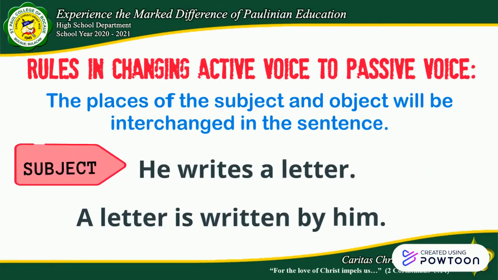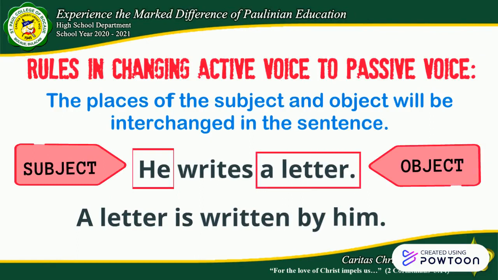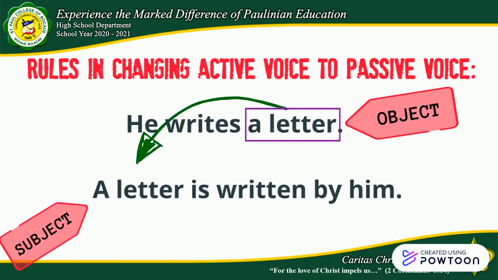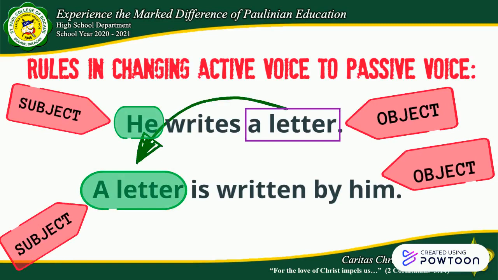The subject is the one talked about in the sentence, while the object answers the question what after the verb. The object in the active voice becomes the subject in the passive voice, while the subject in the active voice becomes the object in the passive voice.